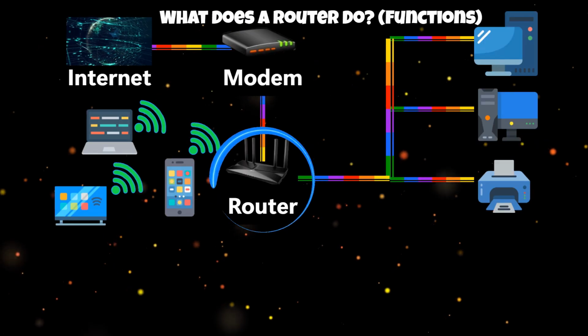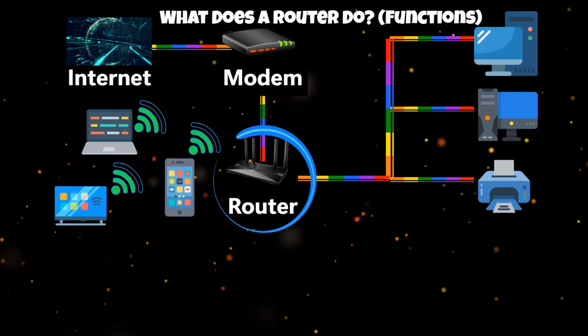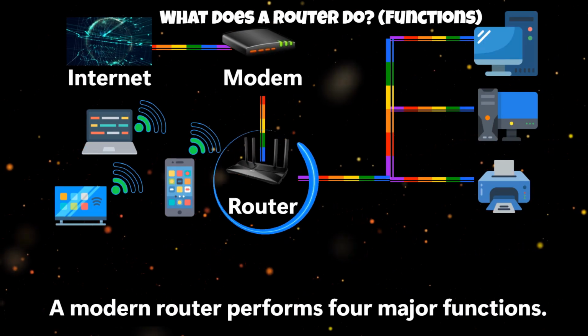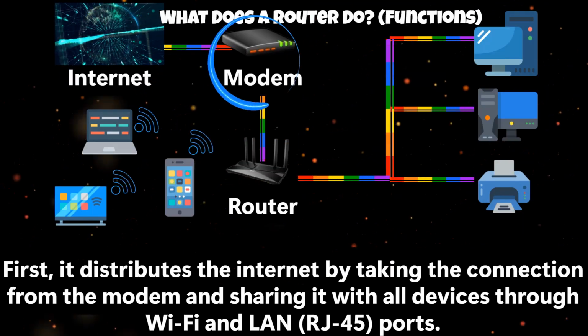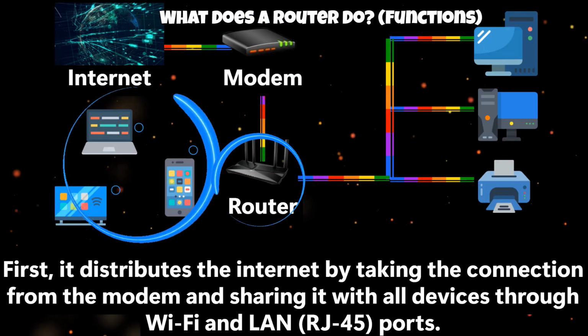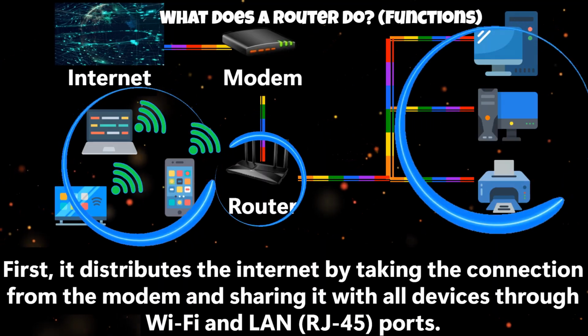What does a router do? Let's learn the functions of a router. A modern router performs 4 major functions. First, it distributes the internet by taking the connection from the modem and sharing it with all devices through Wi-Fi and LAN, RJ45, ports.